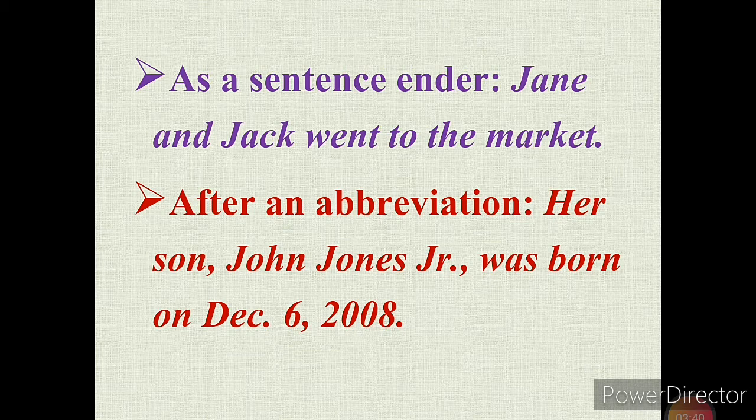We see here: Jane and Jock went to the market. We used a full stop at the end of the declarative sentence. After an abbreviation: her son John Jones Jr. was born on December 6, 2008. So after an abbreviation also we can use the period.